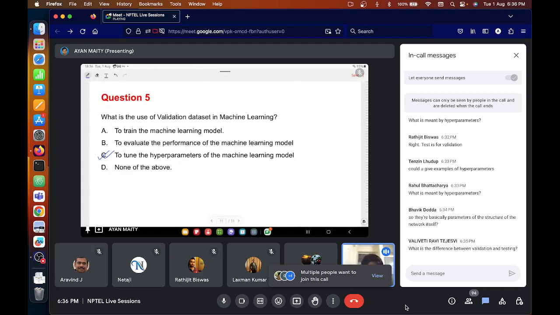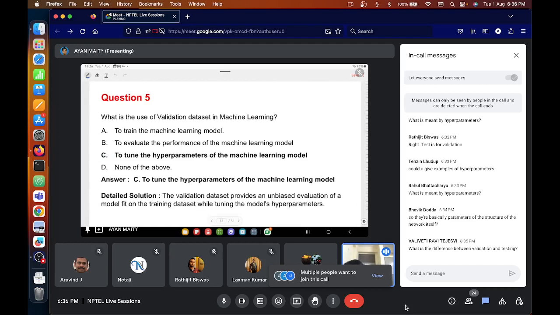So what is the difference between validation and testing? This is what I already told: test data should be completely unseen to the model. You cannot use the test data as part of the training process of your model. This test data should only be used to find out the accuracy metrics of your model, how good your model is. You evaluate your performance on the test data, but the validation dataset you can use while training to fine tune your hyperparameters further to improve your model. So that's why option C is the correct answer. This might be a little confusing, but C is the correct answer here.